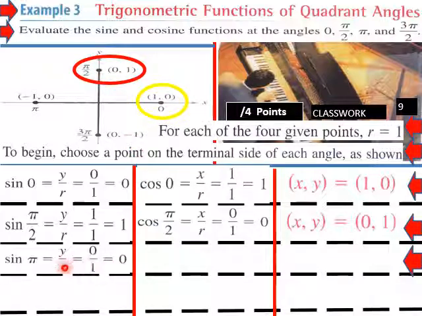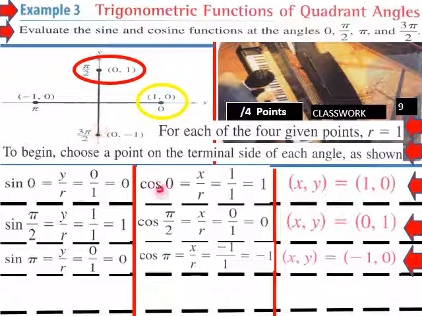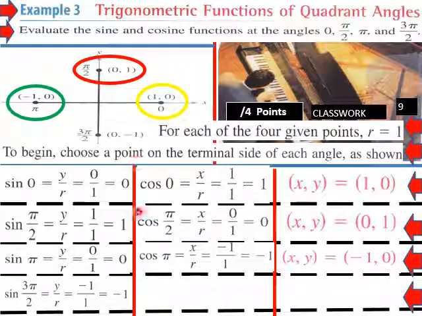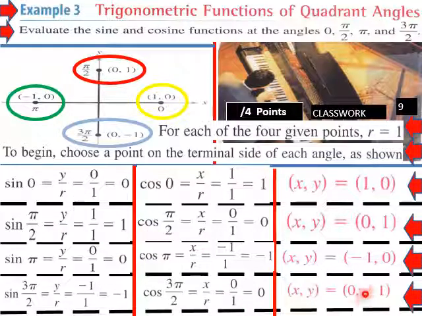And then for sine pi over here, y over r, we have 0 over 1, so our r here is 1. Cosine pi would be x over r, negative 1 over 1, would be negative 1, your exact value. And then the x, y ordered pair would be negative 1, 0. And then for sine 3 pi over 2 here, the y over r, with negative 1 being our y value, and then 1 over our r. Cosine 3 pi over 2 would be x over r, 0 over 1, which would be 0. So the x, y ordered pair would be 0, negative 1.